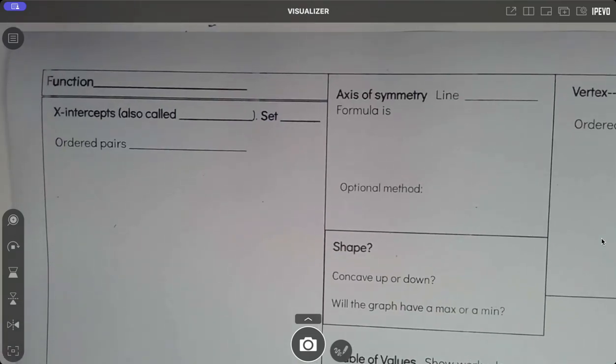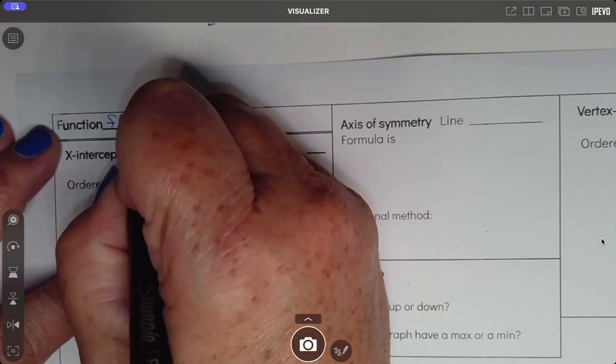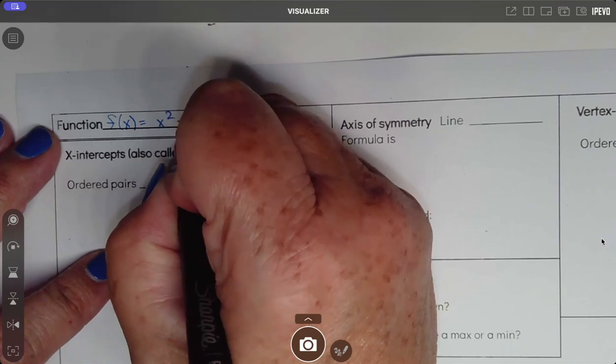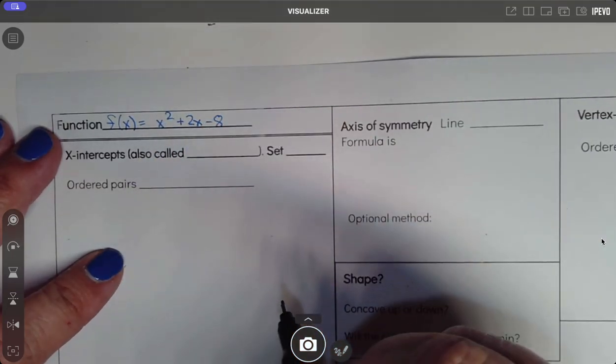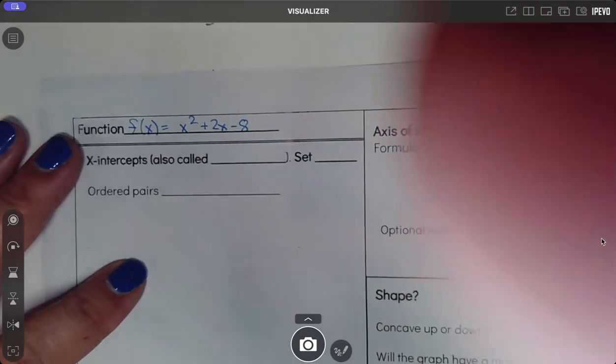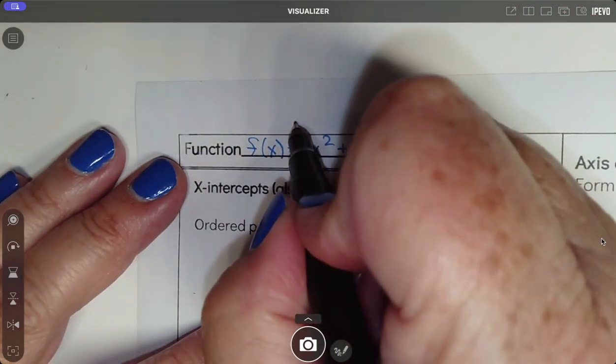Hello, this is a recording to help us use the quadratic graphing template to graph a standard form quadratic. Let's use the function f of x equals x squared plus 2x minus 8. And before we begin, it might be helpful to identify our a, b, and c values.